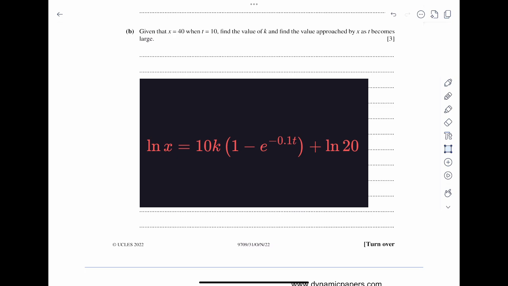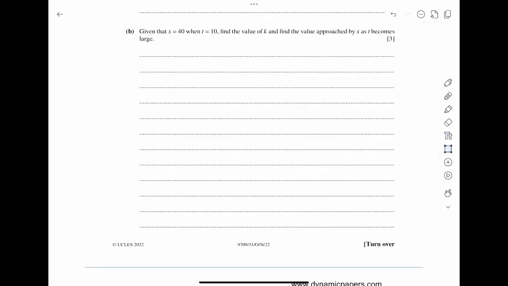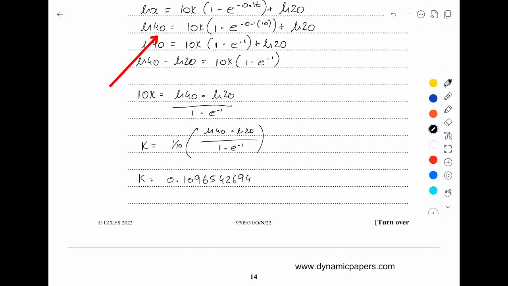But there's an issue. Can you see it? Let's pause the video and see if you can find it. We're told that we have to find the value of k, and so we plug in both x equals 40 and t equals 10 in order to do that.